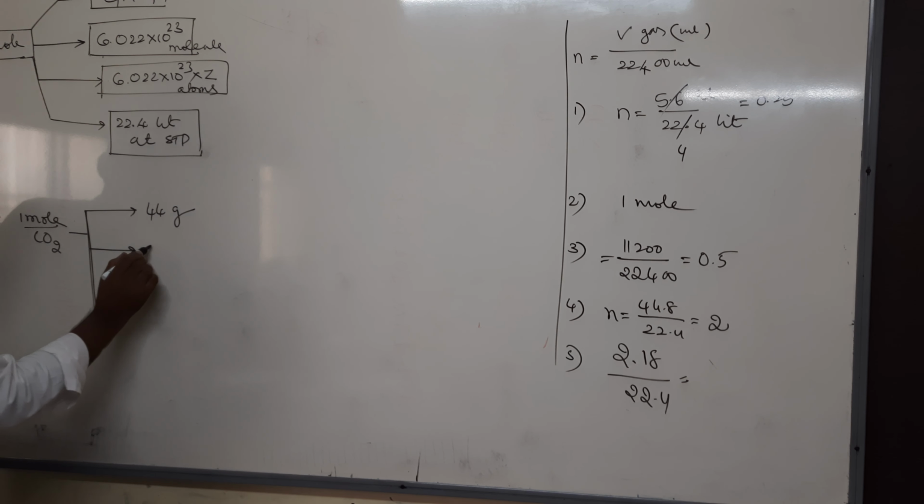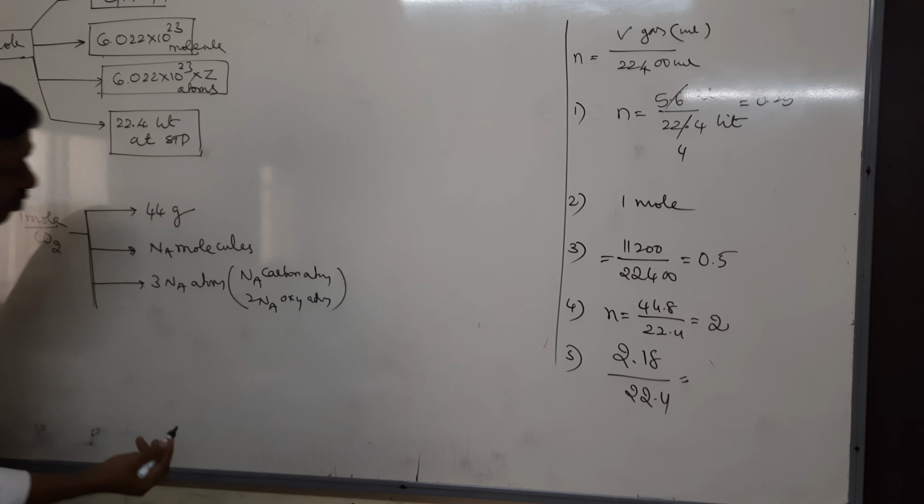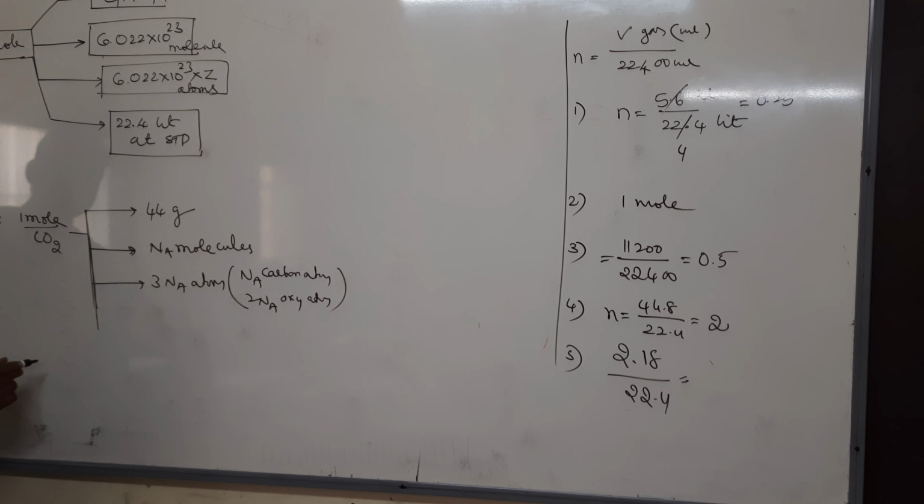But actually I want how many oxygen atoms? First tell me, how many carbon? That is Na carbon atoms. How many oxygen? 2 Na oxygen atoms. Next, 1 mole carbon dioxide can occupy how much volume of gas? 1 mole is equal to 22,400 ml at STP condition.